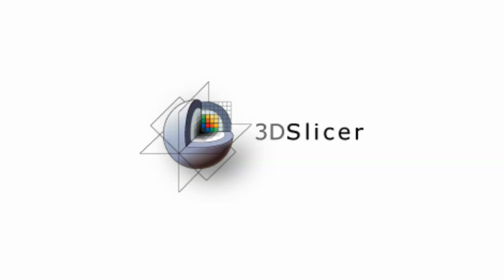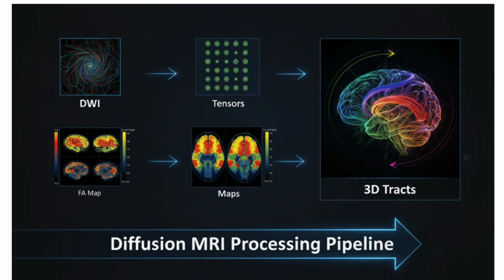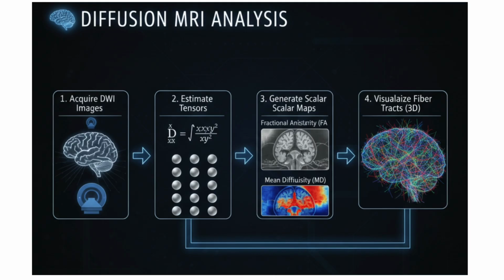Tools for diffusion MRI analysis. To perform diffusion MRI analysis, researchers often use 3D Slicer, an open-source medical imaging software. With 3D Slicer and its extension called SlicerDMRI, you can load diffusion data, calculate tensors, create FA and trace maps, and perform 3D tractography, all in an interactive environment.